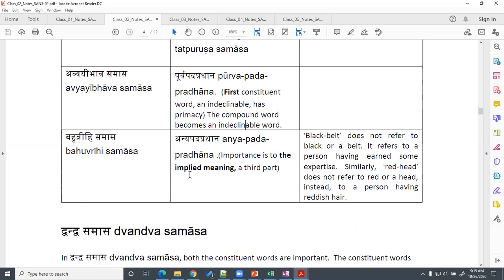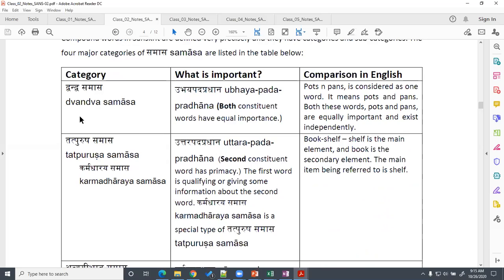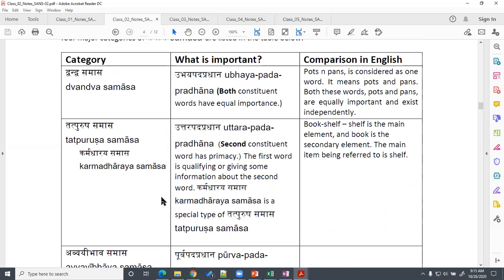So these are the four major types of compounds. We did see some of the Dvandva and Tatpurusha in somewhat detail, but not so much of the other compounds. So still there is a lot of detail to be covered in samasa, but you got some basic idea.